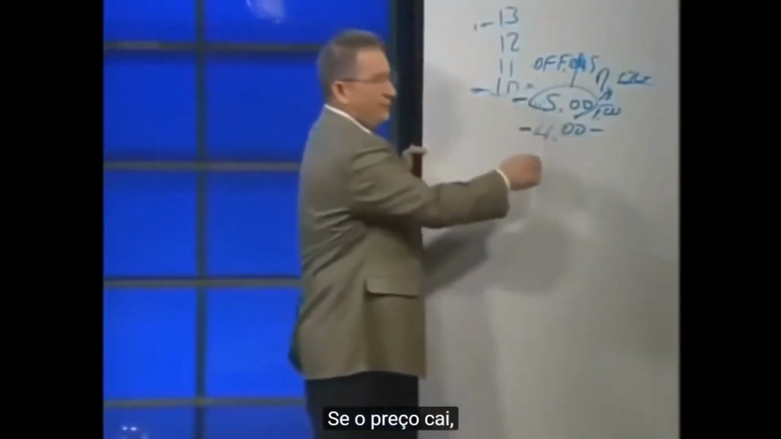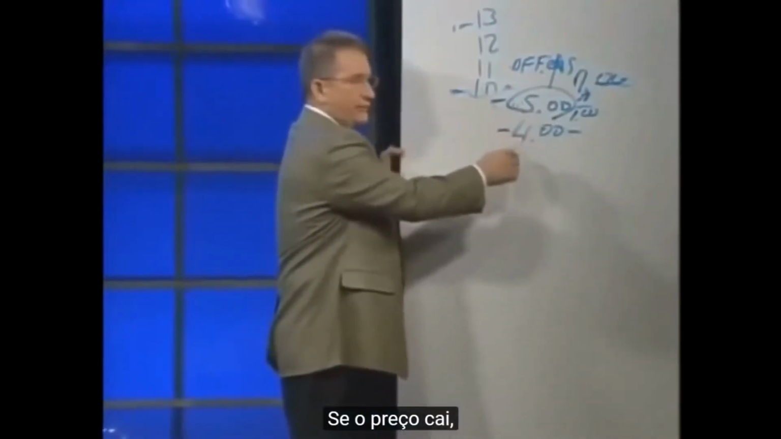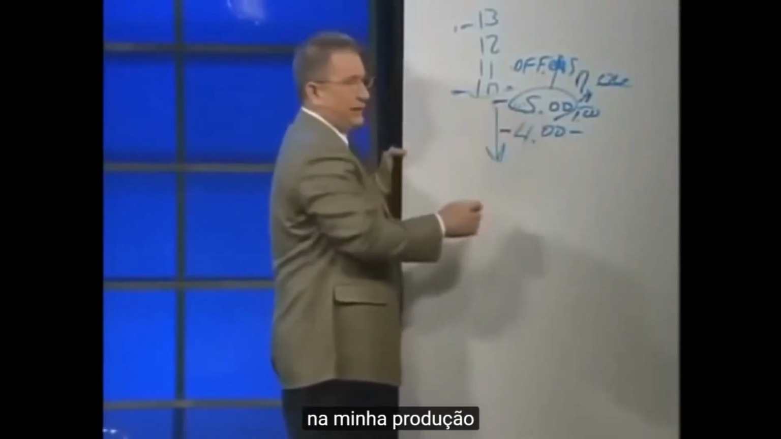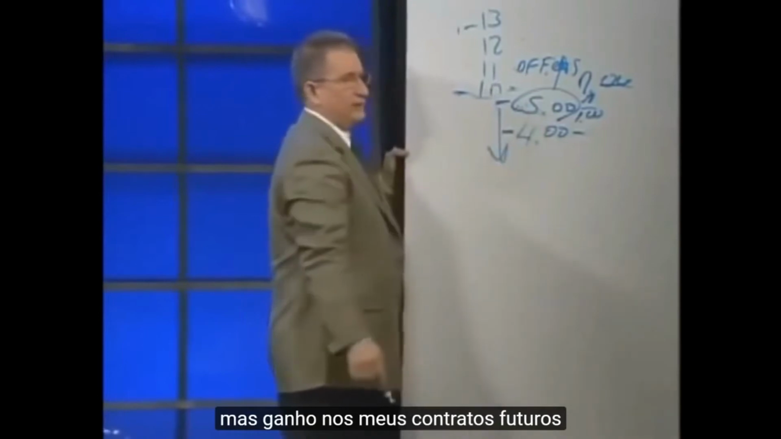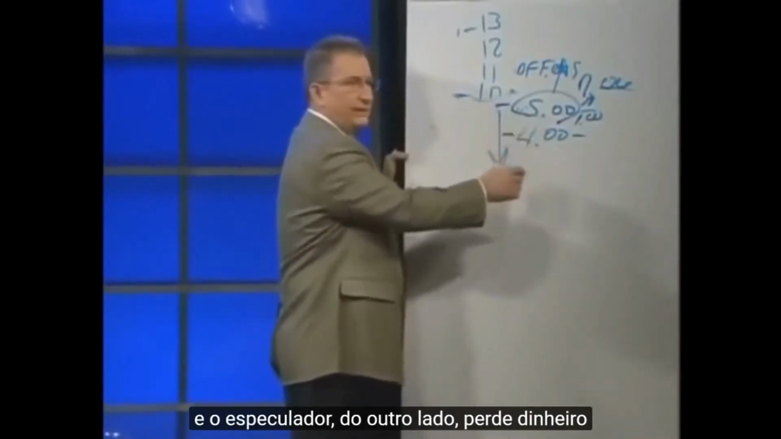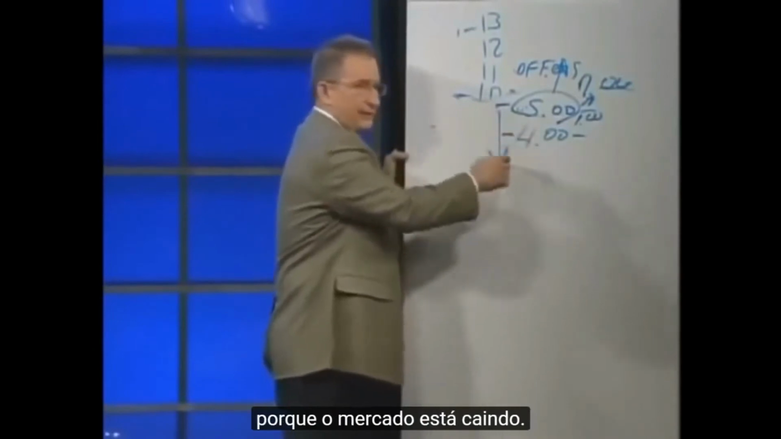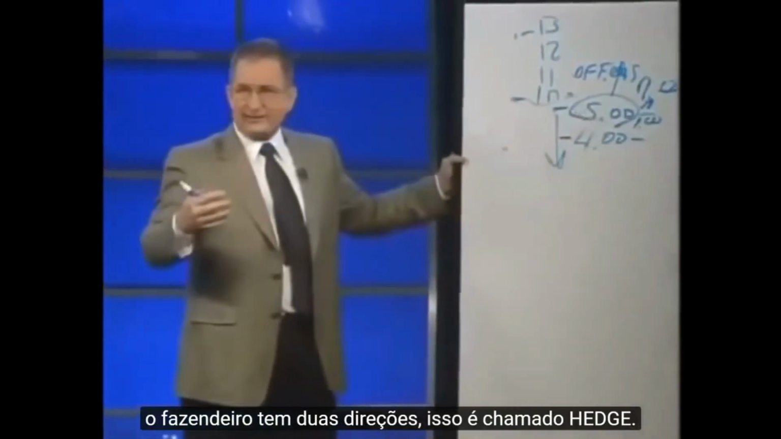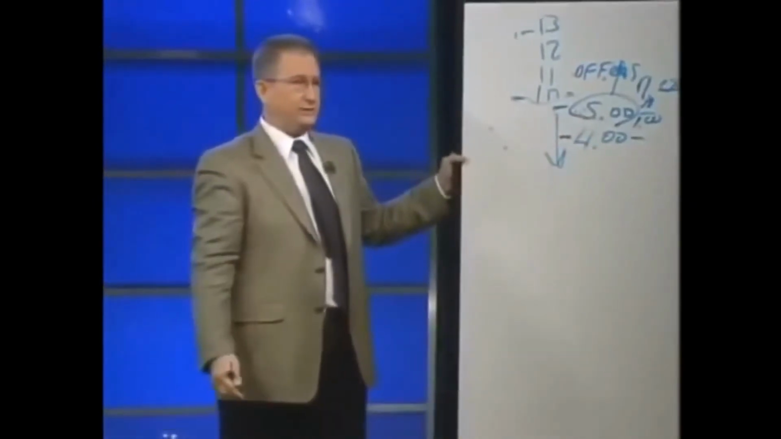If the price of it goes down, then I'm losing money on my cash crop, but I'm making money on my futures contract. And the speculator on the other side of the contract is losing money because the market's going down. In other words, the speculator is just one-sided. The farmer is two-sided. He is hedged. That's what's called a hedge.